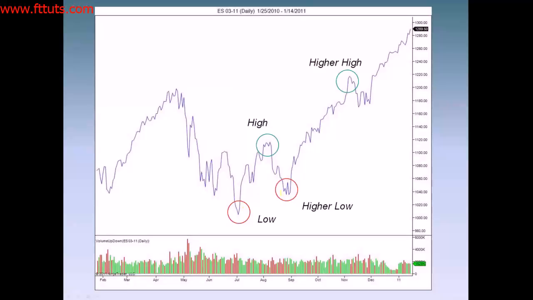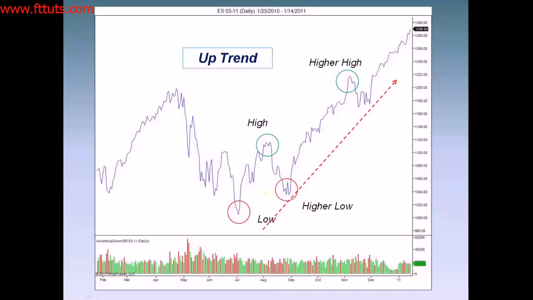Now, we have a higher low, so we started out with this low. Now we have a higher low, and we also have a high here and a higher high here. And the point that I'm getting at is, look at how easy it is to spot a trend. Naturally, this is an uptrend because we've got higher highs and higher lows. Right. See, the uptrend becomes very obvious.